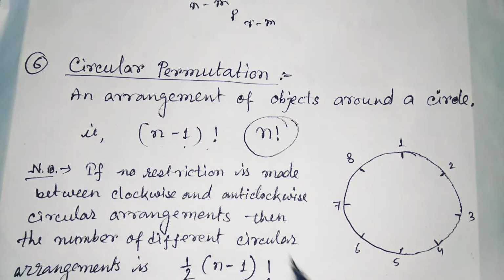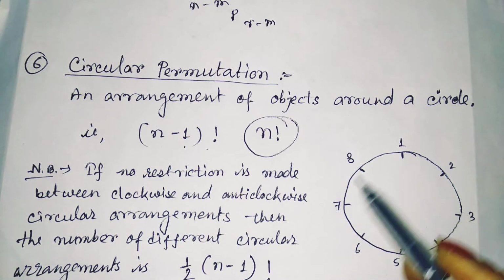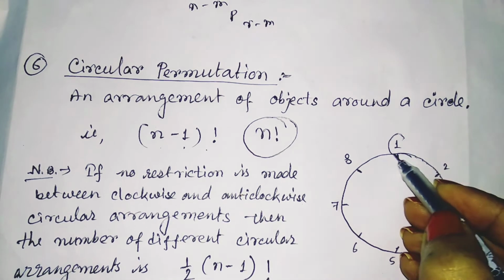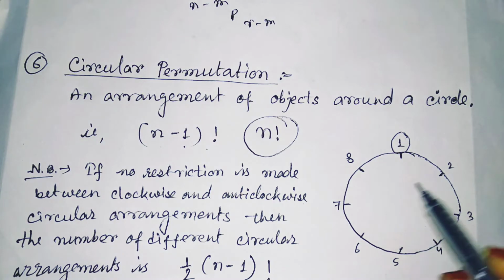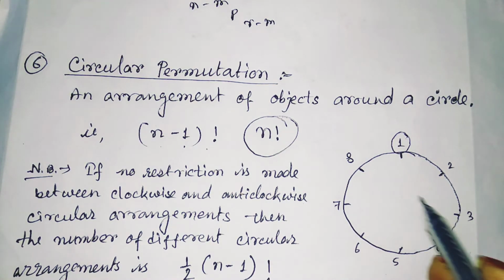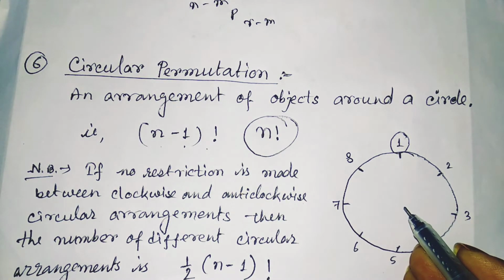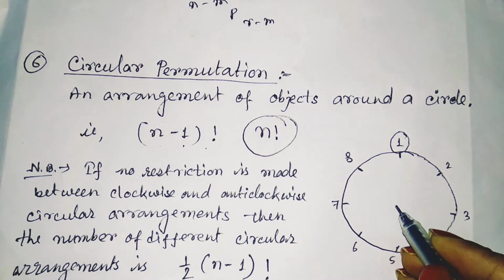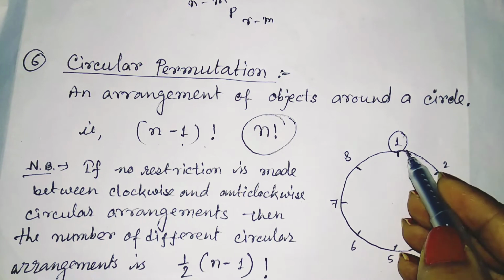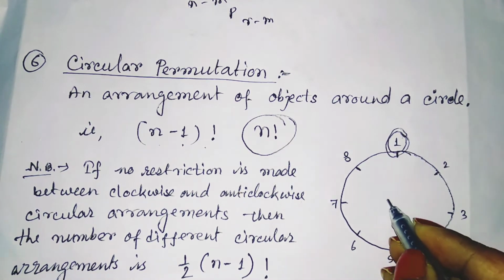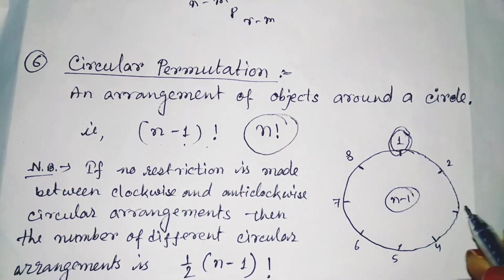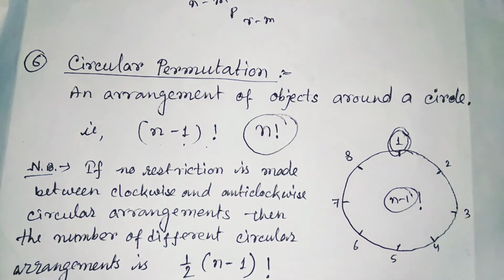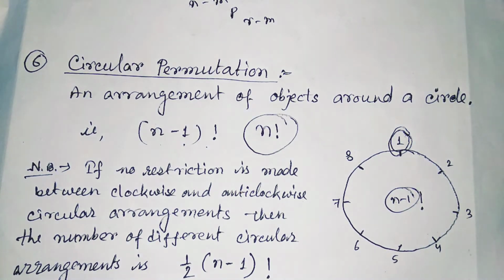That is because suppose these 8 objects are given in a circular manner. Now if we fix this object, after fixing this one, we can arrange the remaining 7 objects. So there are different possible combinations. That means here total n, if we fix any one, then the remaining is n minus 1. Then we can arrange the remaining n minus 1 in n minus 1 factorial ways.